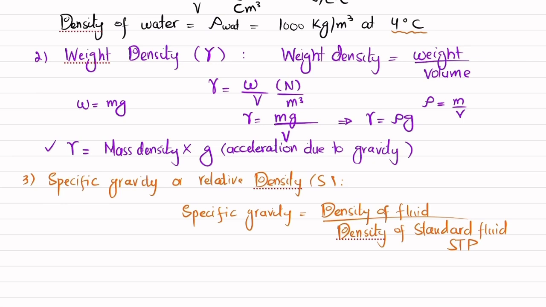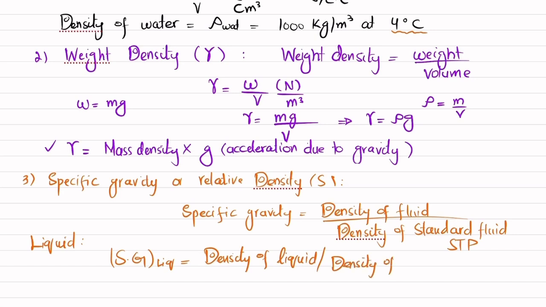So this is what we call specific gravity. Now for liquid, specific gravity Sg is defined as density of liquid divided by density of water at 4 degree centigrade. So for the density of liquid, the standard fluid is taken as water. This specific gravity will be equal to density of the liquid which you are going to measure divided by density of water at 4 degree centigrade.